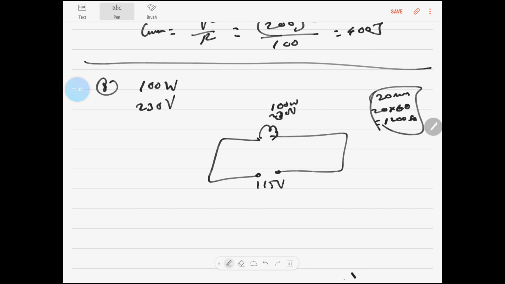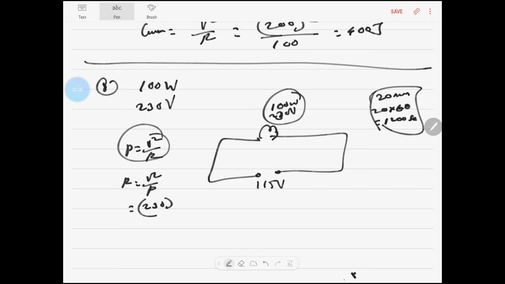So what is the heat and light? First, in this question you see this has been given, and you know P = V square by R, from which you can straight away find the rated resistance. This is rated power and rated voltage, so R = V square by P, which is 230 the whole square by 100, which is 230 into 230 by 100. You get 529 ohms.